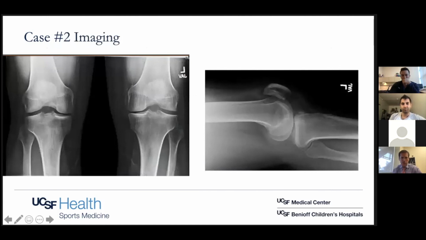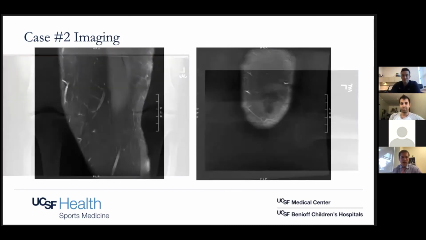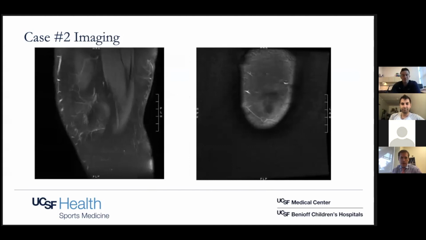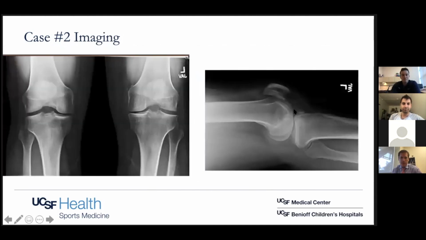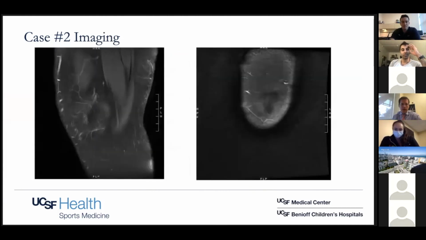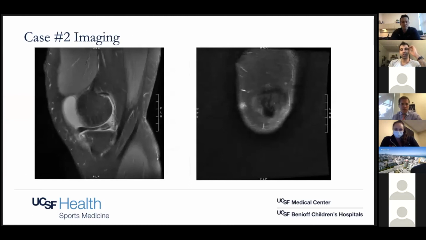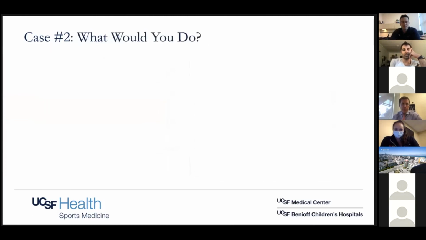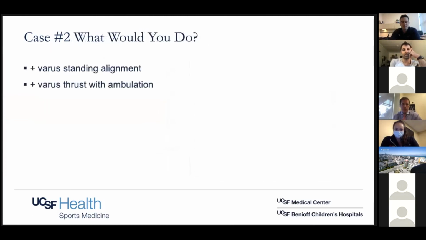This is his imaging, and anybody have thoughts on his lateral especially? Major posterior sag. Yeah, so like he's sitting way posteriorly. And the other thing too is his slope is really flat. He has almost no posterior slope. Skip this. His MRI shows just complete PCL, posterolateral corner injury.